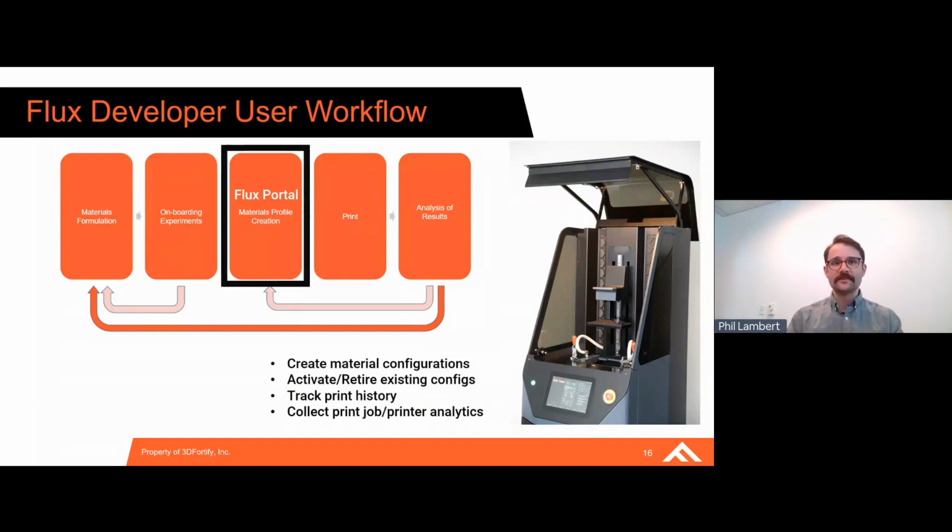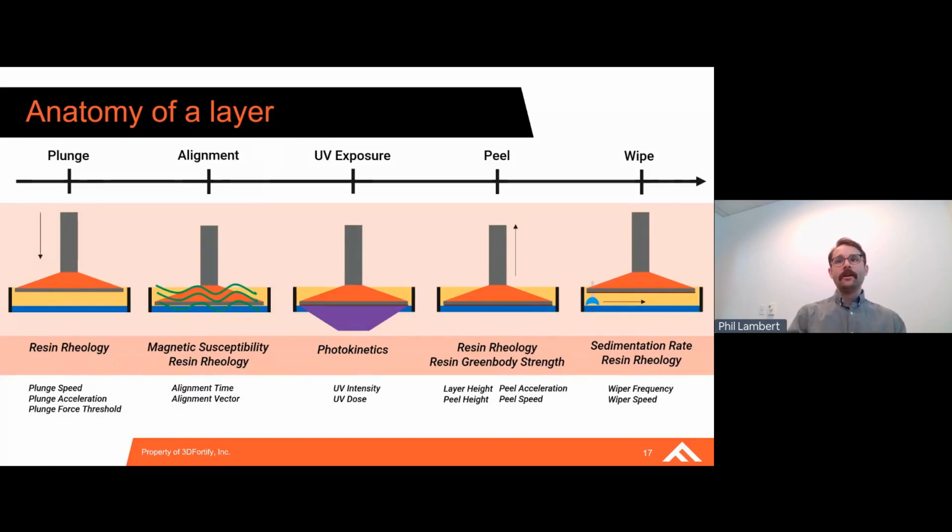So this happens in Flux Portal. This is where folks can sign into a web app and start defining what those material parameters, material print profile parameters need to be, and then push those material configurations to the printer. And so I'll also, like I said, talk much more about Flux Portal. It's a big part of our product. But in order to better understand how all of this interplays, how do you go about selecting certain parameter sets to improve certain parts of your print process, I like to introduce the anatomy of a layer.